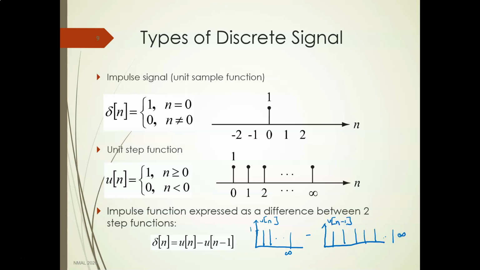So when you subtract u[n minus 1] from u[n], you will see that the only value left is at n equal to 0, because at n equal to 1 it is 1 minus 1. So the only value left here is this, which is equal to delta n. This is why we say the impulse function can be expressed as a difference between two step functions like this.